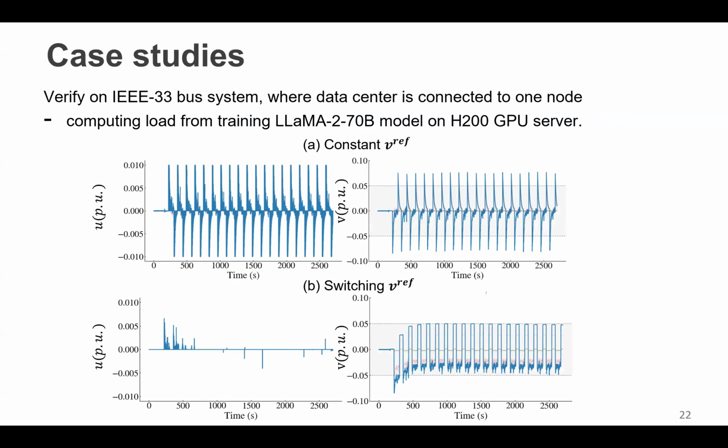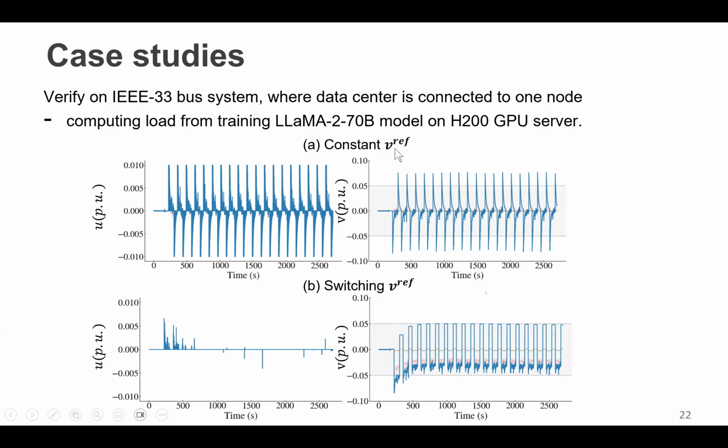Right. So now we are ready to do the case study. We implement this on the IEEE 33 bus system, and here we connect the computing load from the data center to one node of the system. The computing load is generated from training a 70 billion parameter Llama model on H200 GPU servers. The following figures show the dynamic performance under the constant voltage control and also the switched reference control. The left side is the plot of the control action. The right side is the plot of the voltage deviation from 1 per unit. I have to clarify here.